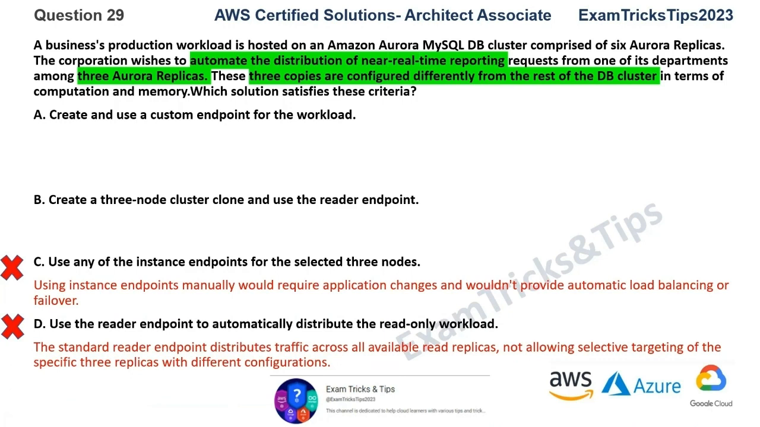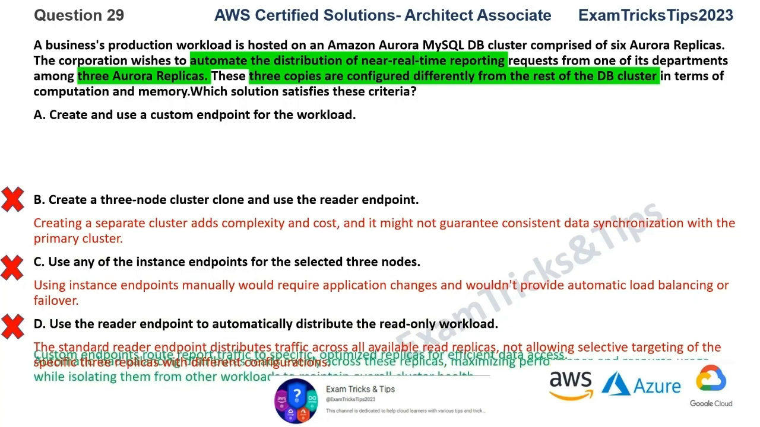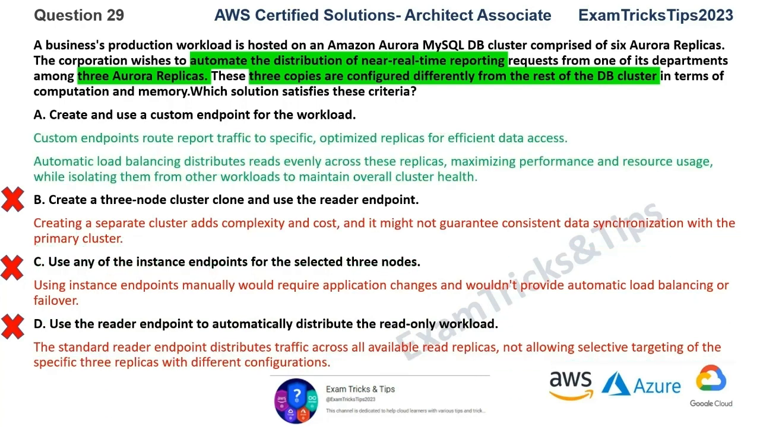Then the last incorrect one, obviously B, says create a three node cluster clone and use the reader endpoint. Creating a separate cluster again adds complexity and cost, and it might not even guarantee consistent data synchronization with the primary cluster. You already have a cluster of six, and now you're saying you create another cluster of three separately. It's an incorrect option. And that leaves us with our already pre-selected option, which is option A. We will use custom endpoint to route traffic to specific optimized replicas of databases. And it will also do automatic load balancing to distribute reads evenly across these replicas, and it will maximize the performance and resource usage. So that's the correct answer for this particular question.